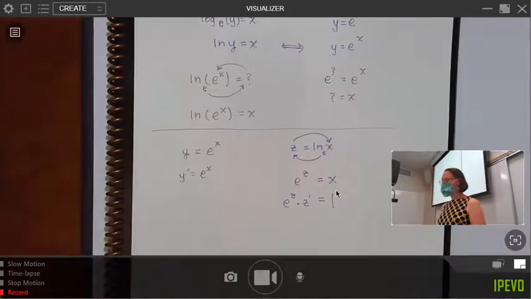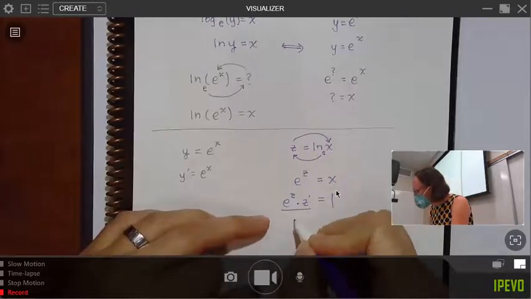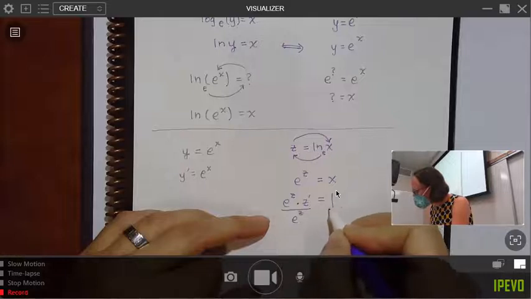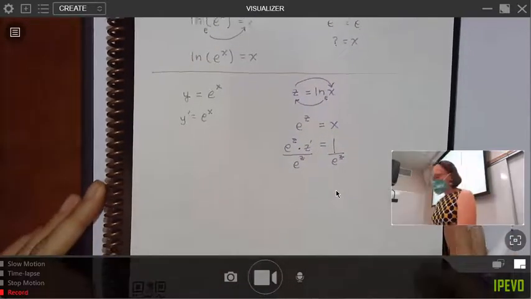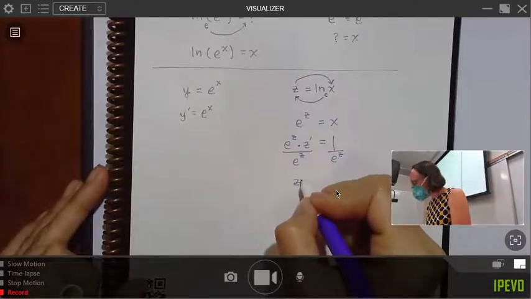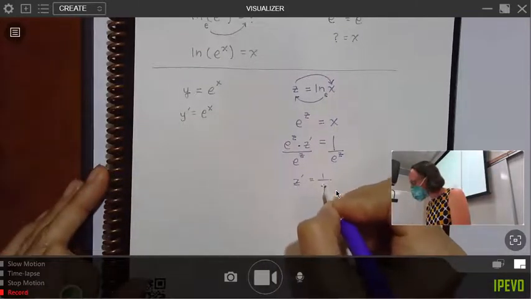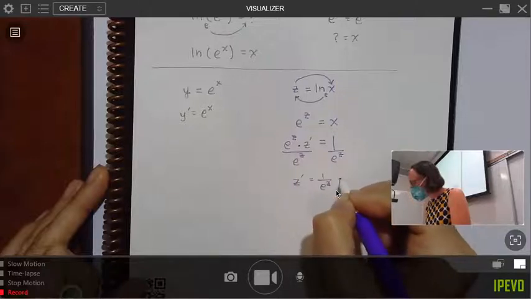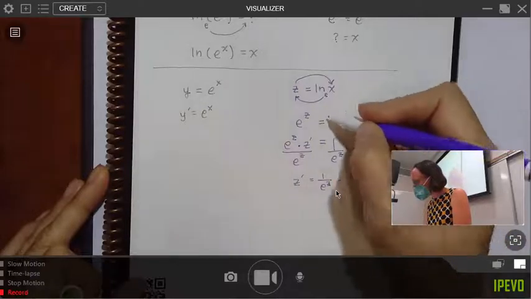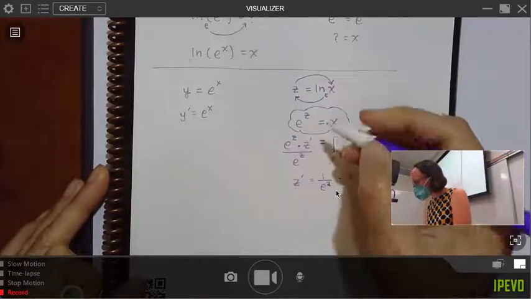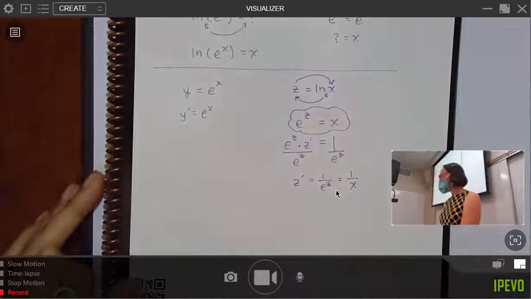Well, what we were trying to do was find z prime. Our objective was to take the derivative of z. So if I divide both sides by e to the z, then what we have is z prime is equal to 1 over e to the z, or 1 over x.